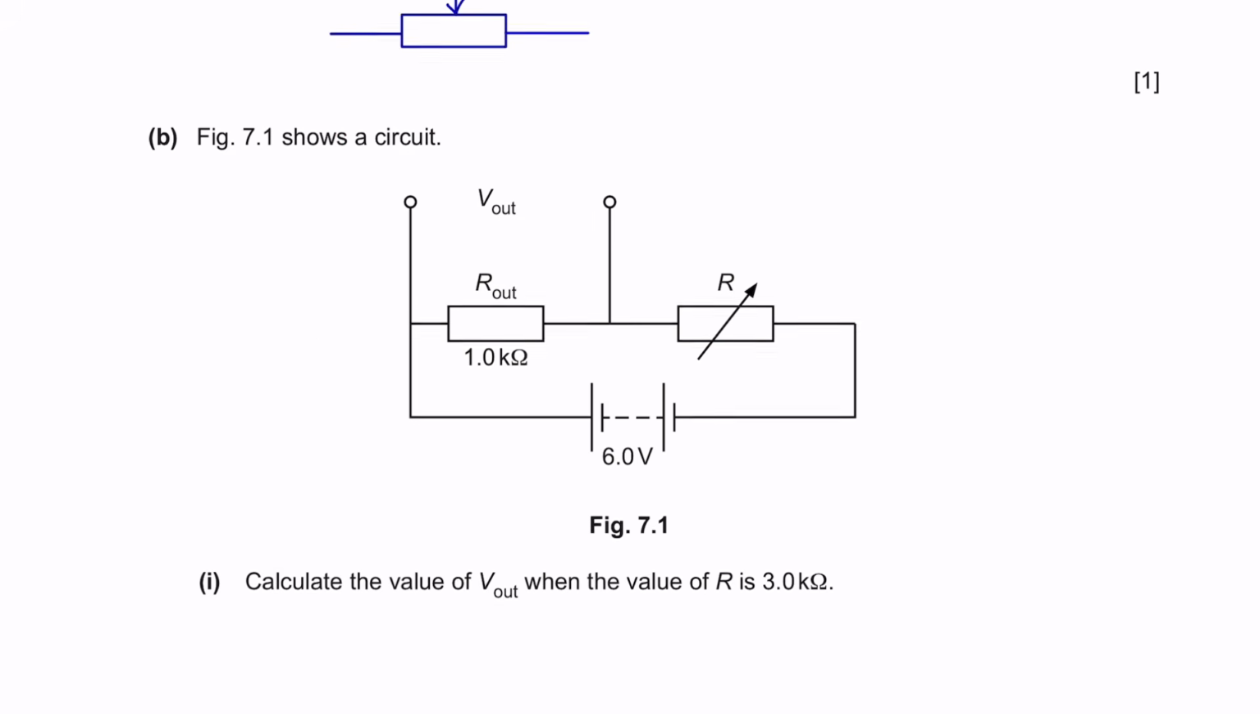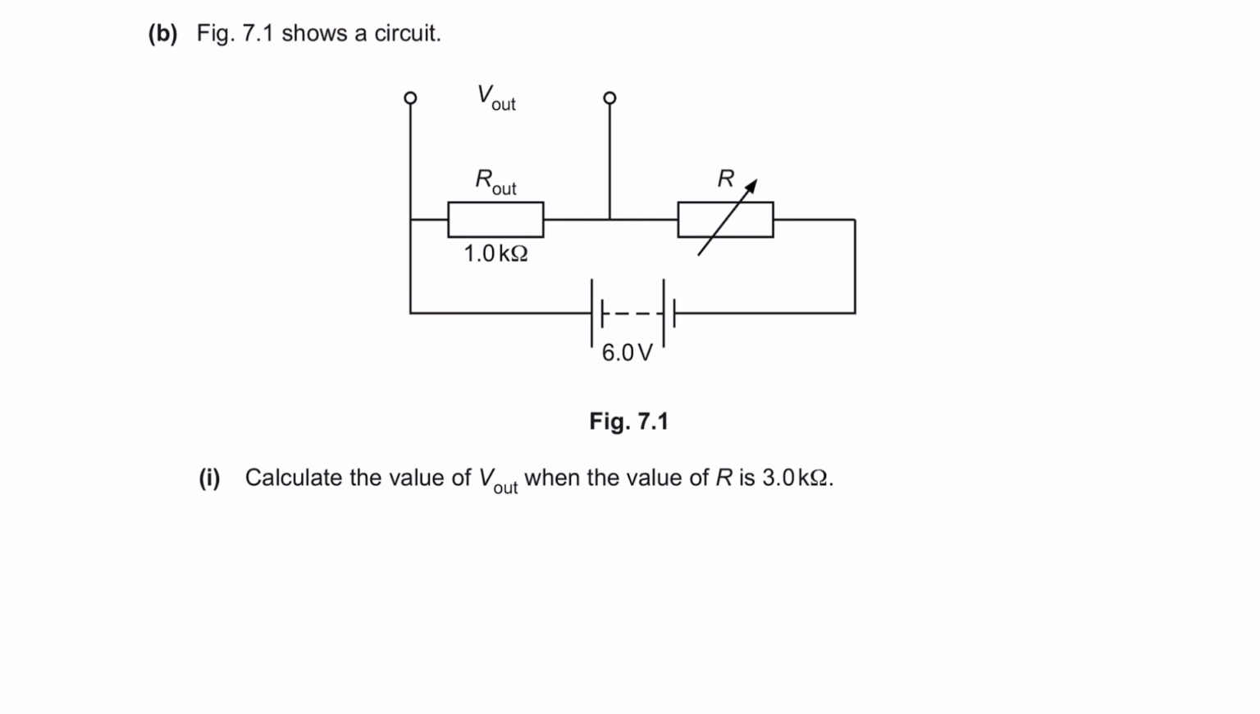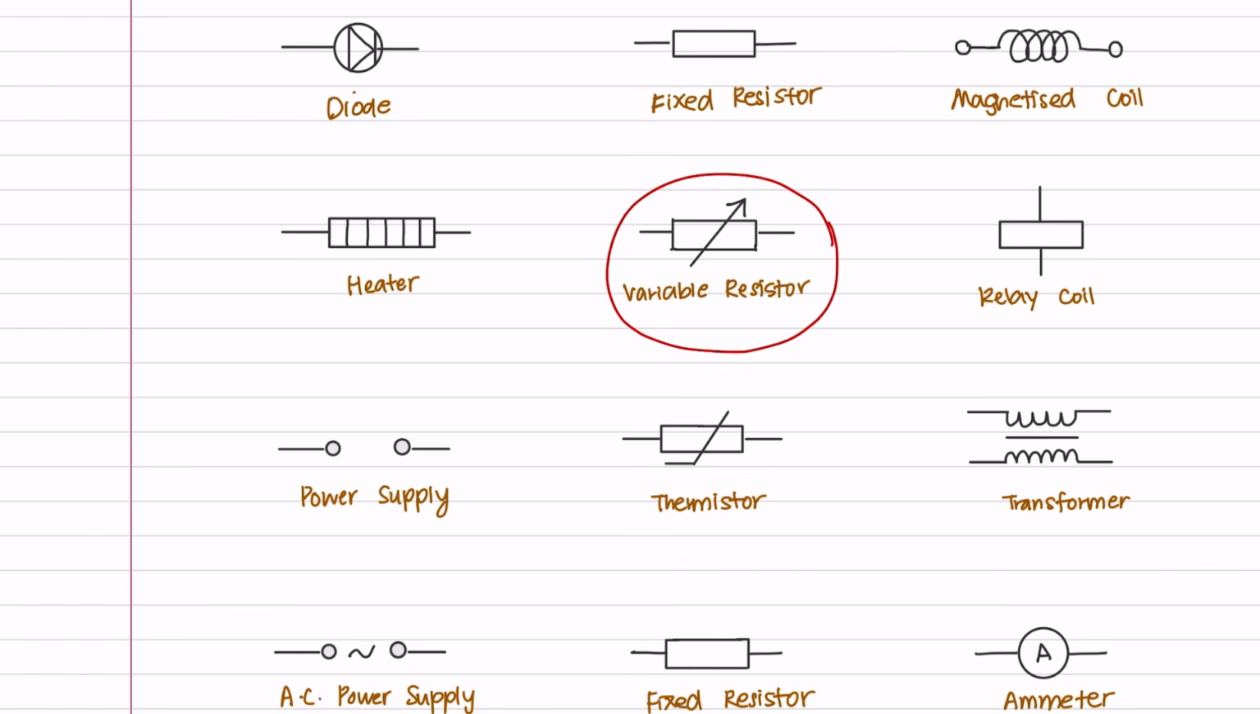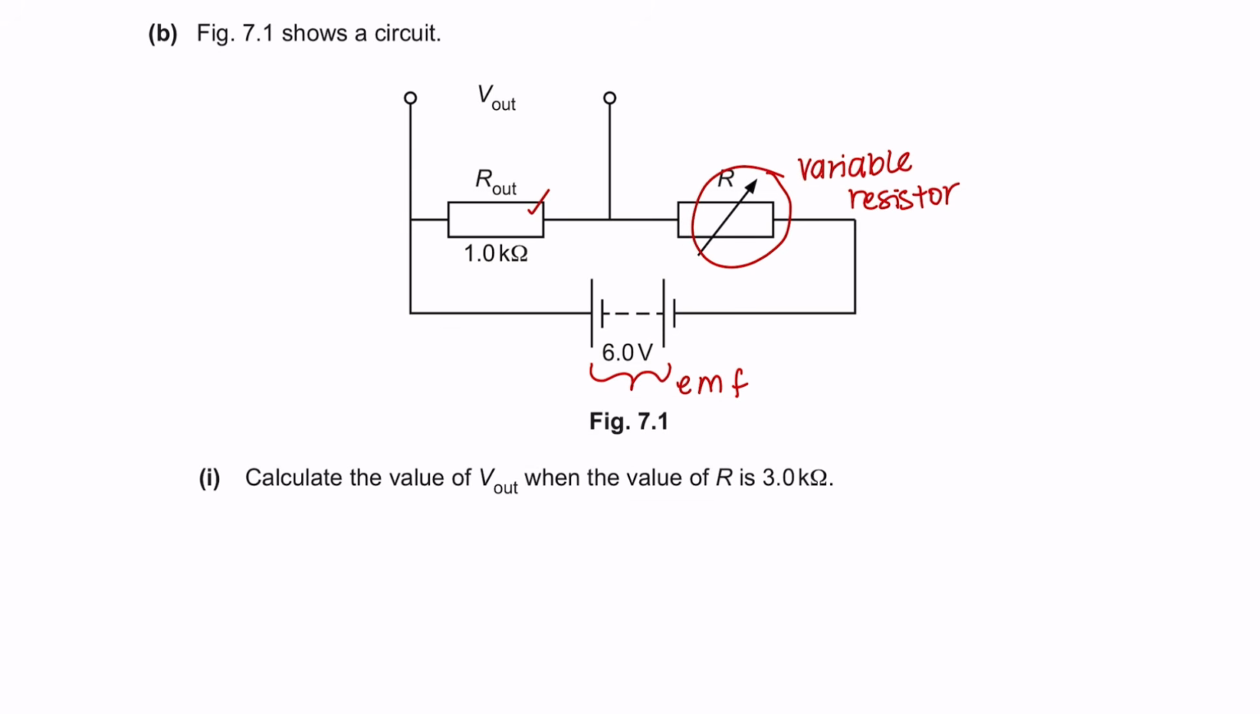Next, question B. Figure 7.1 shows a circuit. Over here, you've got the EMF, which is 6 volts. You've got a fixed resistor here, and this is a variable resistor. The difference between a variable resistor and a fixed resistor is that for a variable resistor, you can adjust the resistance to control the amount of current flow in the circuit.